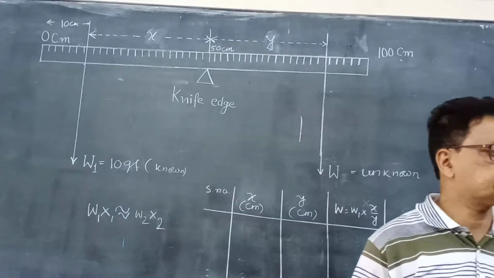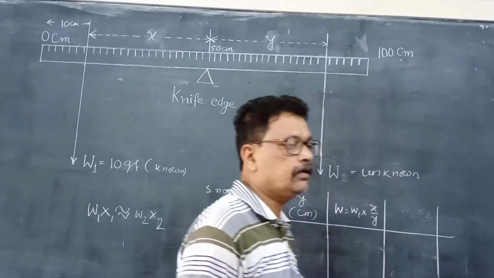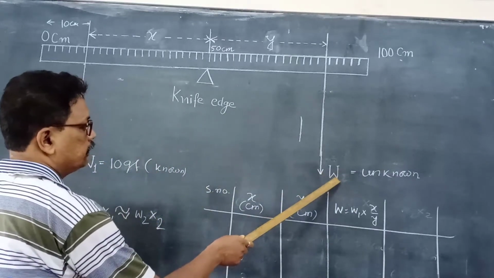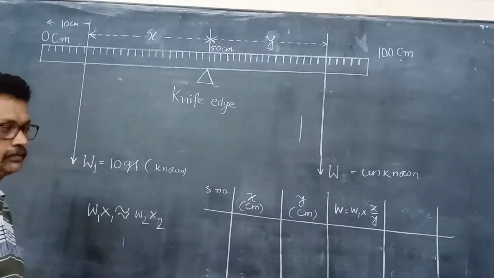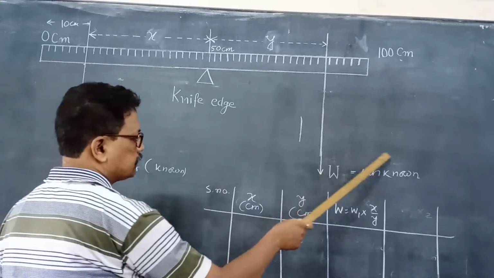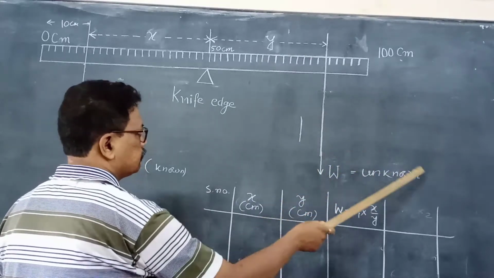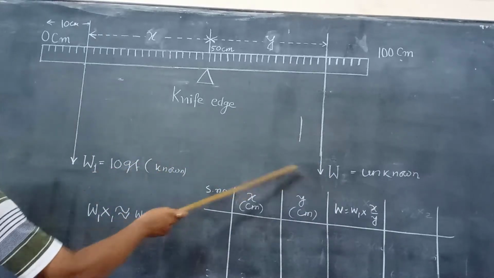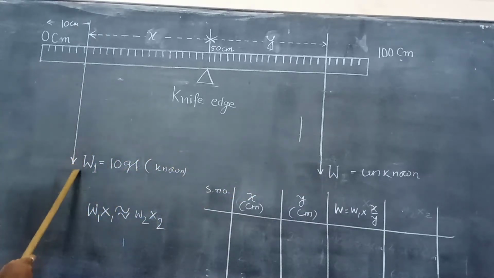Students, this experiment determines the value of the unknown weight of a given body. Here, W is the unknown weight, and we have to find this unknown weight using the principle of moments. To find it, we are considering a known weight of 10 gf.